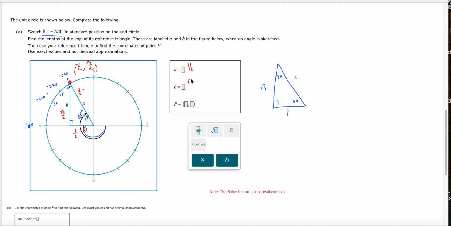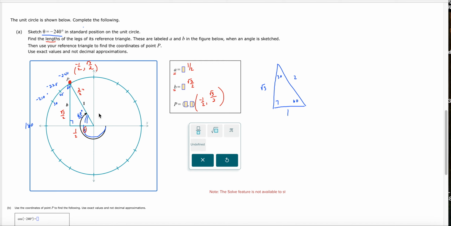Side B is the square root of 3 over 2, and then that point is negative 1/2, square root of 3 over 2. Let's talk signs here for a second. When we're talking about the actual side lengths of the triangle, and that's what we're talking about here, find the lengths. We don't think of lengths as being negative numbers. So that's why side A is 1/2, side B is square root of 3 over 2, positive numbers.